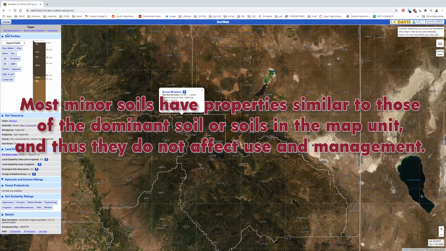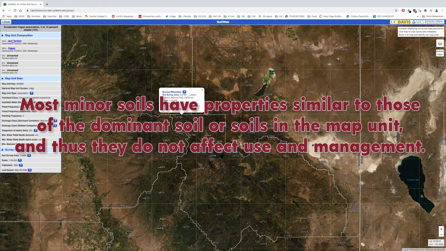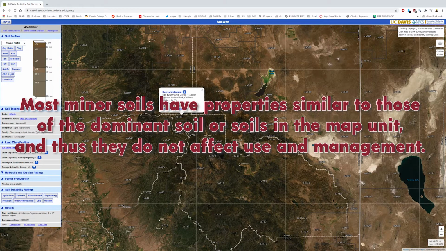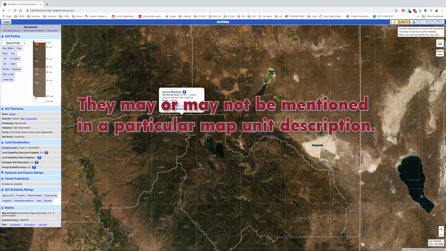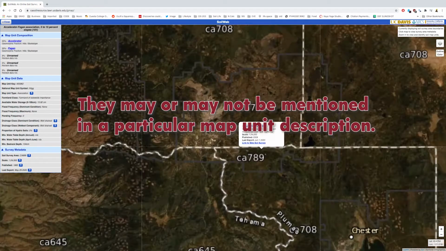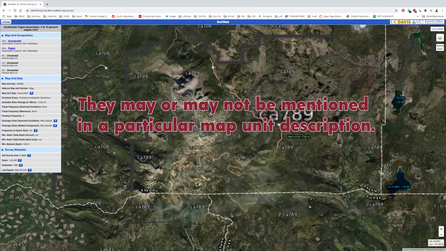Most minor soils have properties similar to those of the dominant soil or soils in the map unit, and thus they do not affect the use and management. These are called non-contrasting or similar components. They may or may not be mentioned in a particular map unit description.